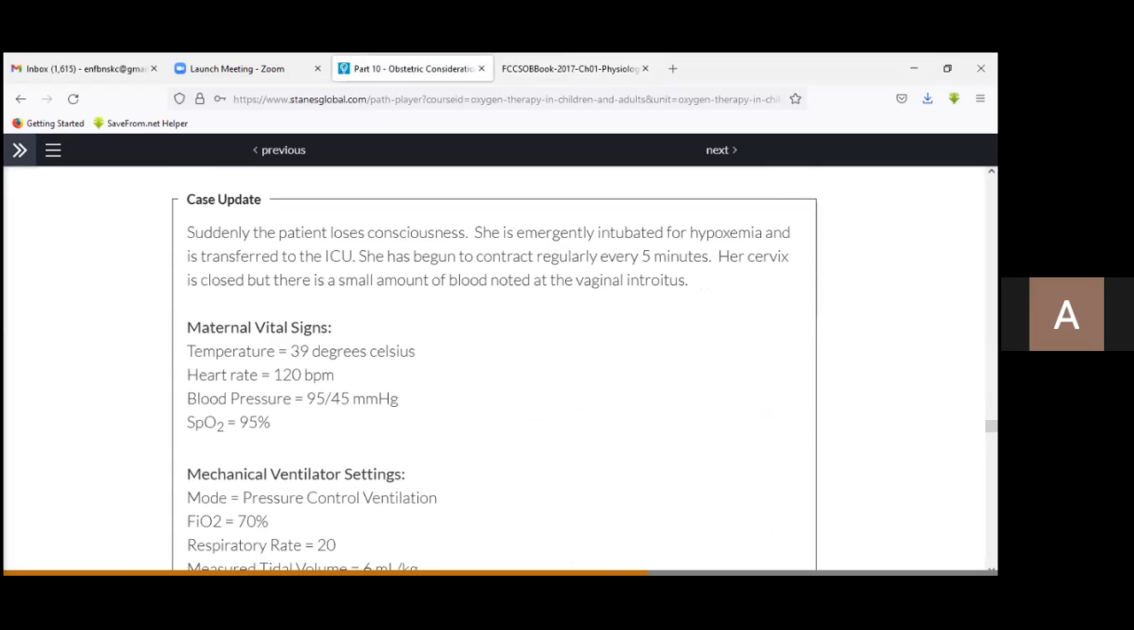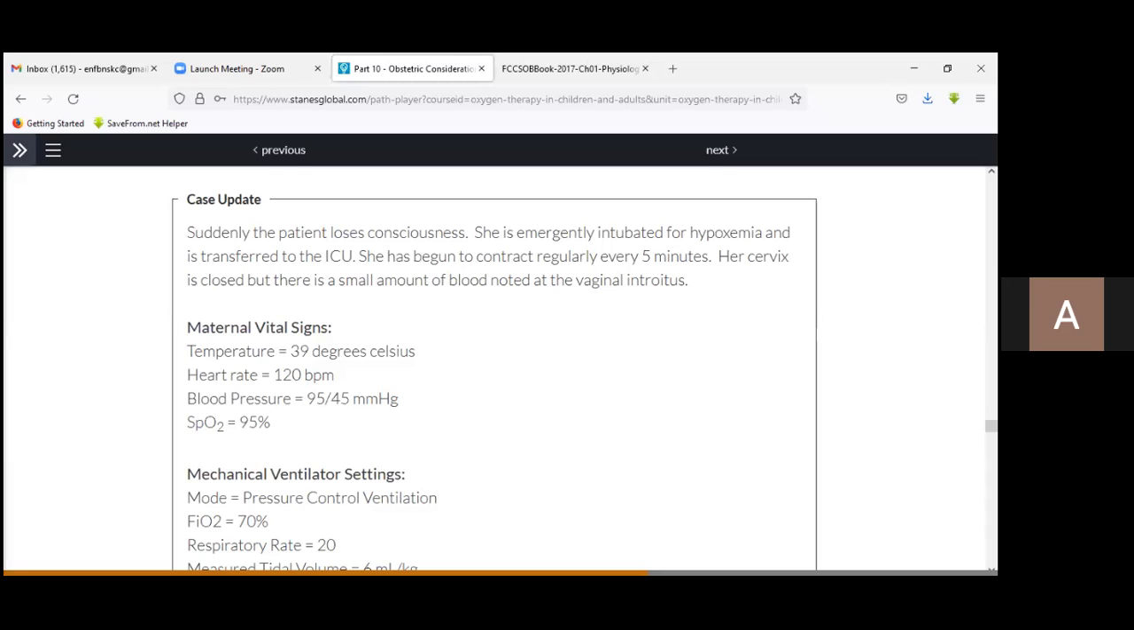Suddenly the patient loses consciousness and she's emergently intubated for hypoxemia and is transferred to the ICU. She has begun to contract regularly every 5 minutes. Her cervix is still closed, but there is a small amount of blood noted on the vaginal introitus. And then the maternal vital signs are as follows: temperature 39 degrees Celsius, heart rate has gone up to 120 beats per minute, blood pressure has come down to 95 over 45 millimeters of mercury, and the saturation now is 95%.